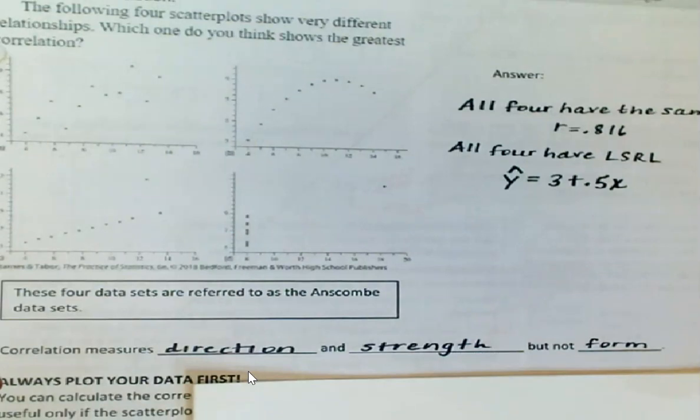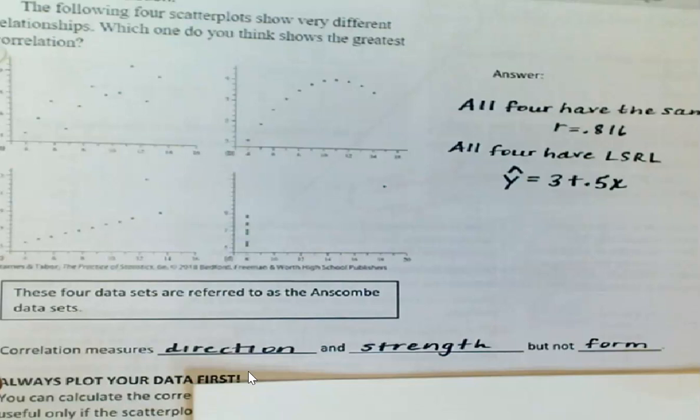Correlation and regression are powerful tools for describing the relationship between two variables. When you use these tools, though, you need to be aware of their limitations, okay? You can calculate the correlation and the least squares regression line for any relationship between two quantitative variables, but the results are useful only if the scatter plot shows a linear pattern. Always plot your data first. So remember, the results are only useful if the scatter plot shows a linear pattern.